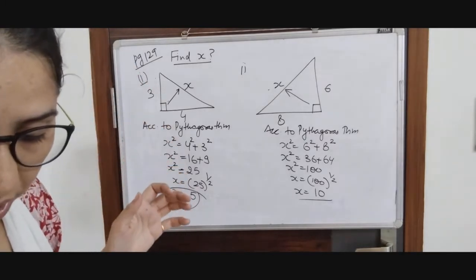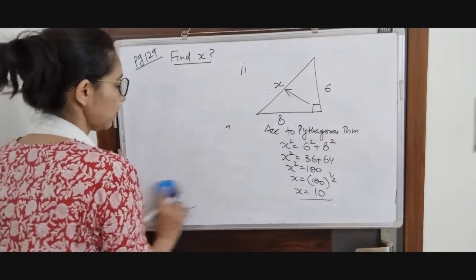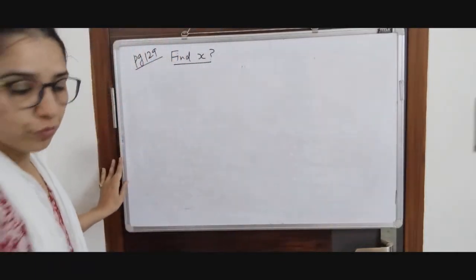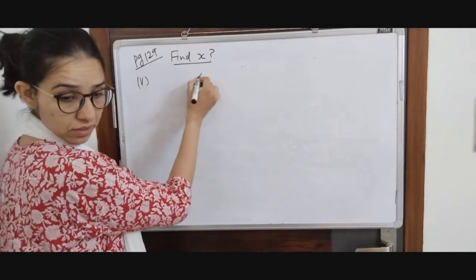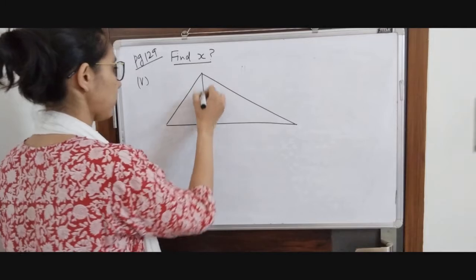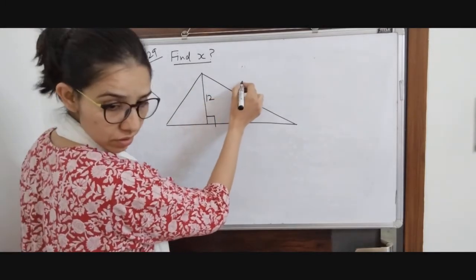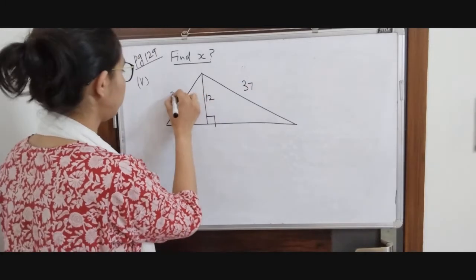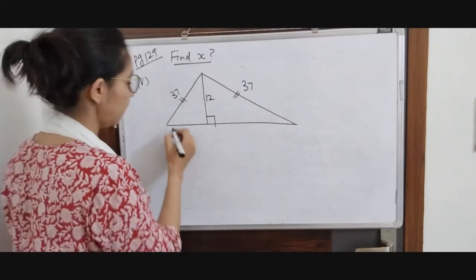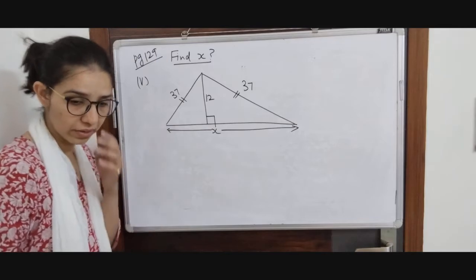We are going to do the fifth part now. In the fifth part, we have a figure like this. This is 12, this is 37 and this is 37. Both the sides are equal and this is your x. Okay. You have to find the value of this side.